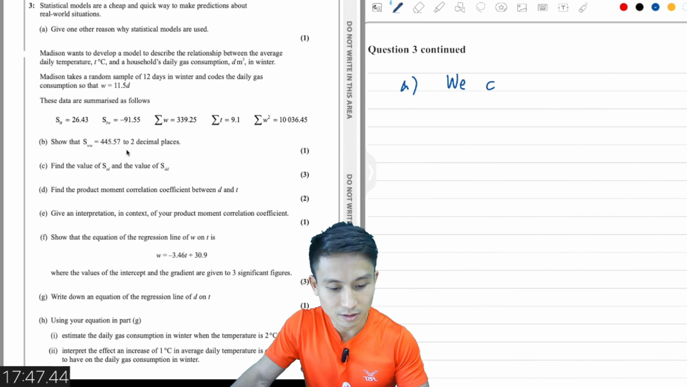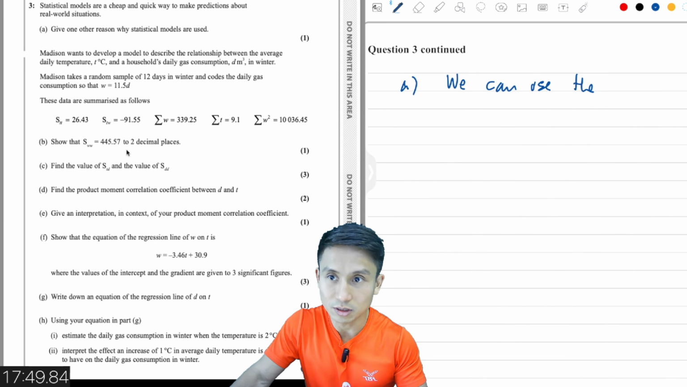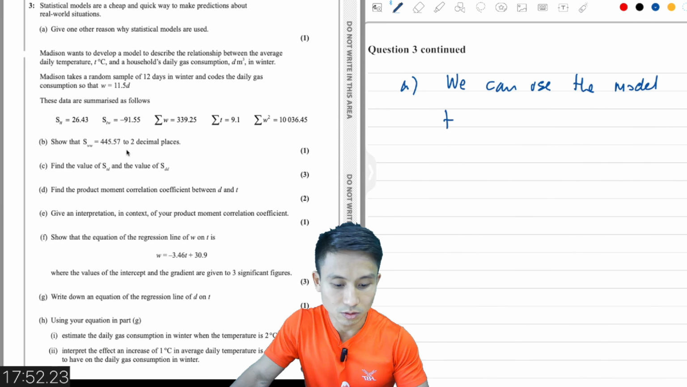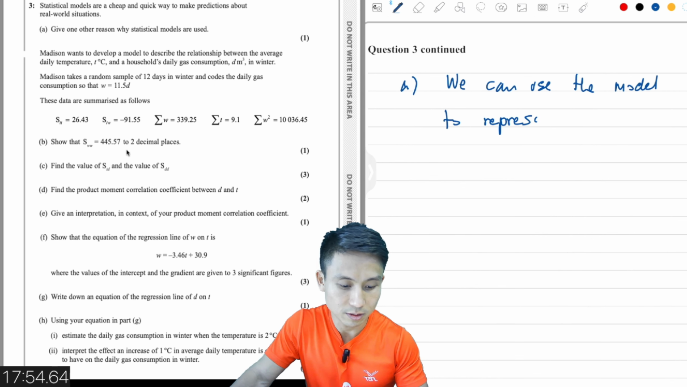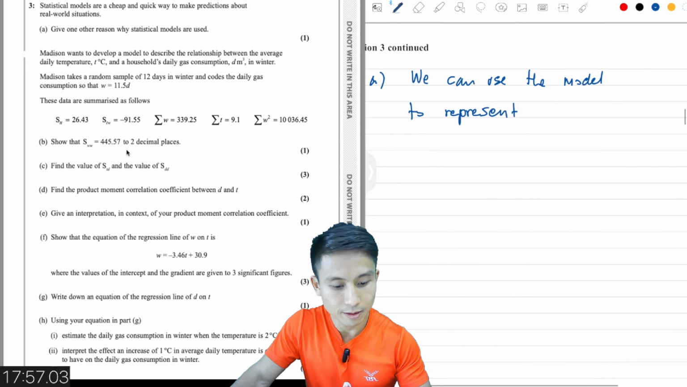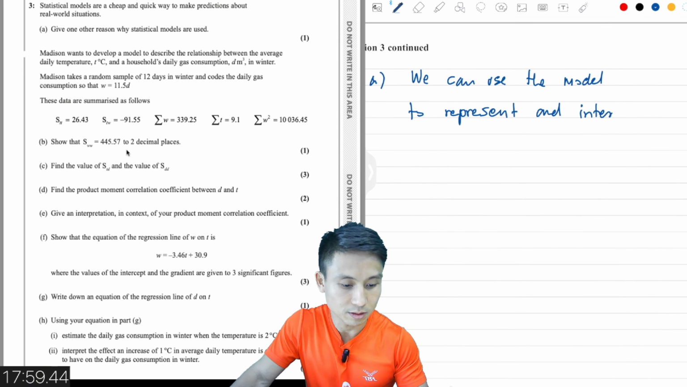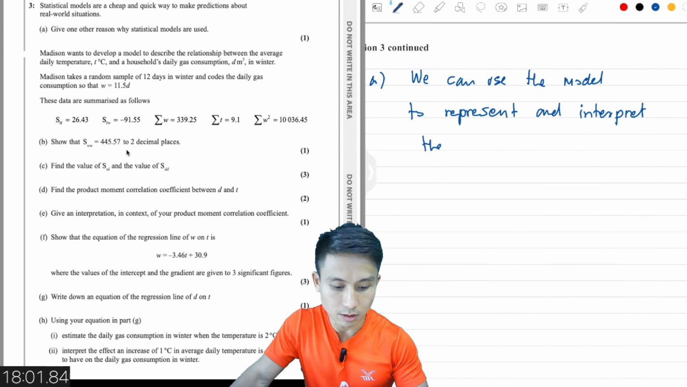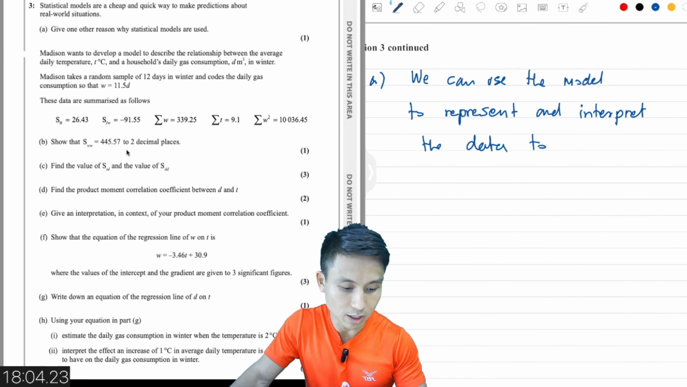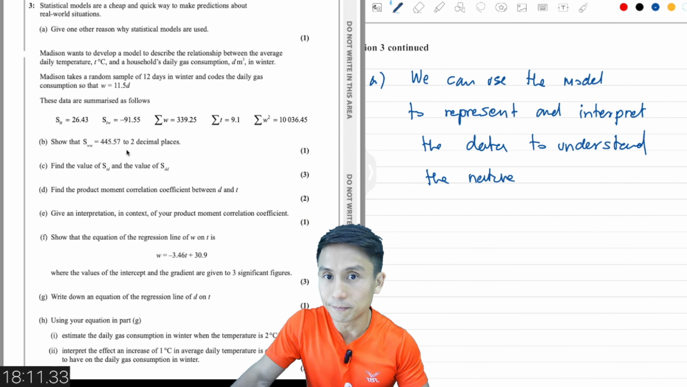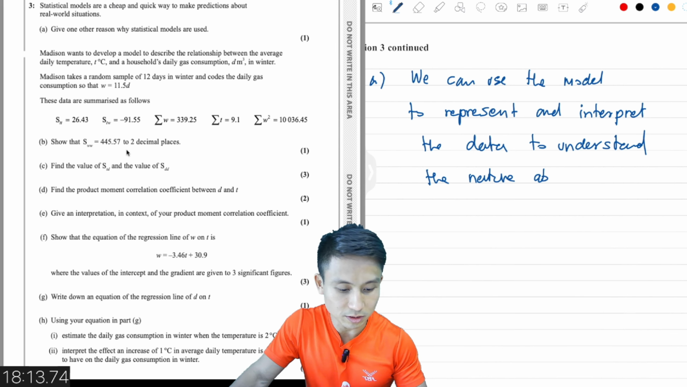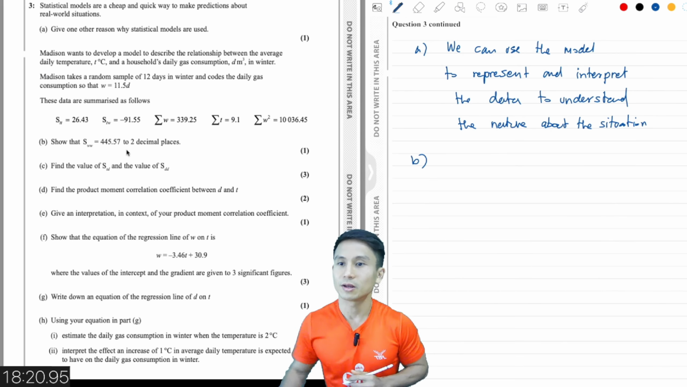We can use the model to represent and interpret the data to understand the nature about the situation, because it says situation here, might be about weather or anything, yeah.